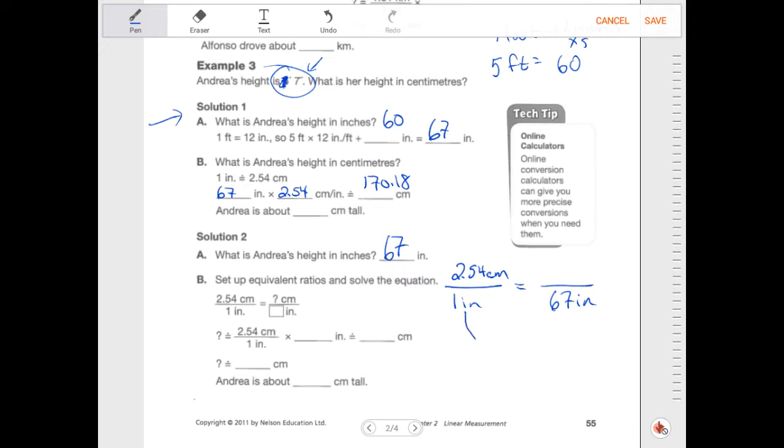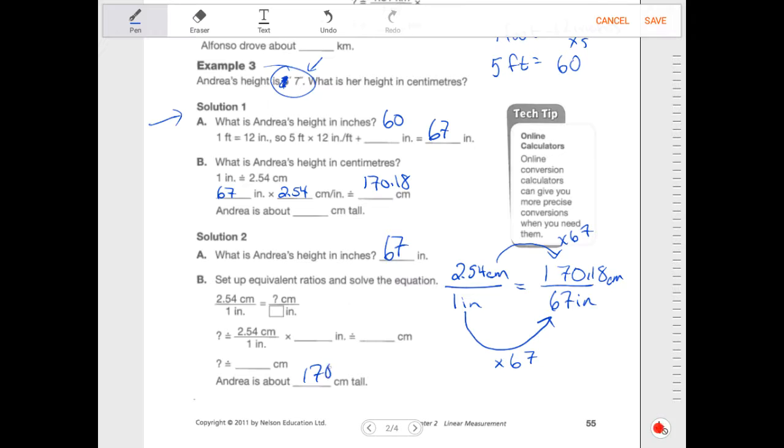How do we go from 1 to 67? Well, we times by 67. Therefore, we had better do the same thing on top. So times 67. So just double check, 2.54 times 67, the exact same answer, 170.18, and they want centimeters.